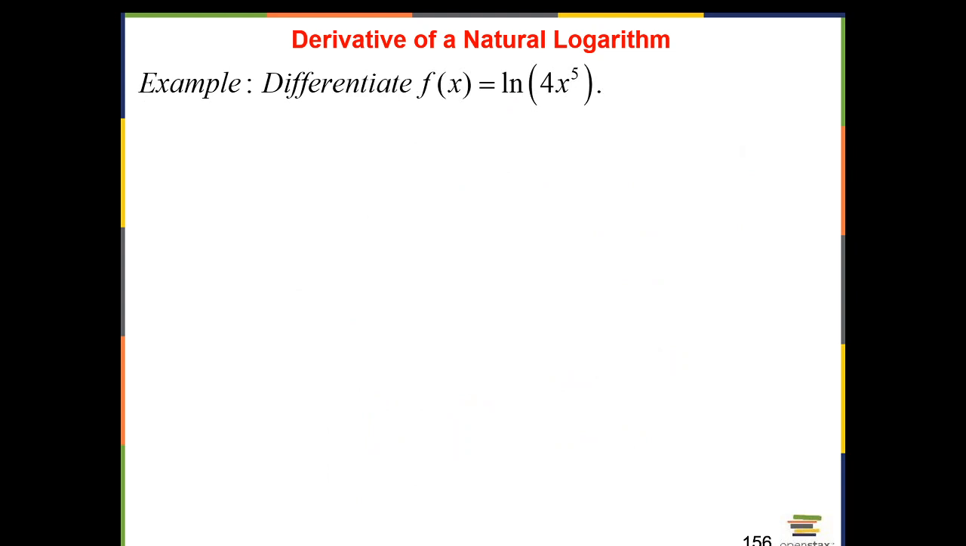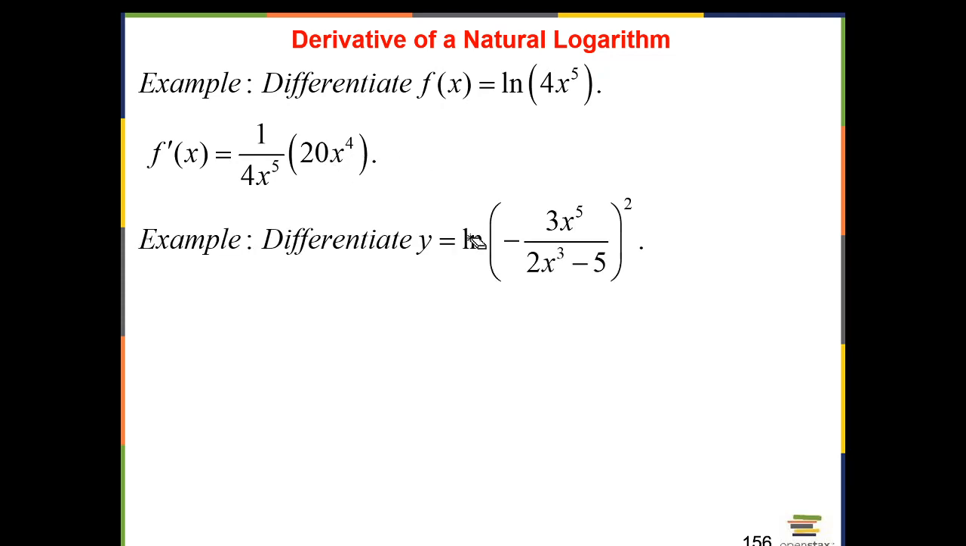So here you go. What's the derivative of ln something? Well, 1 over something, right? 1 over something times the derivative of something, which is 20x to the 4th, right? And that's it. What's the derivative of that? Well, we can do that, but notice that we're going to get a kind of tedious algebra here to deal with.